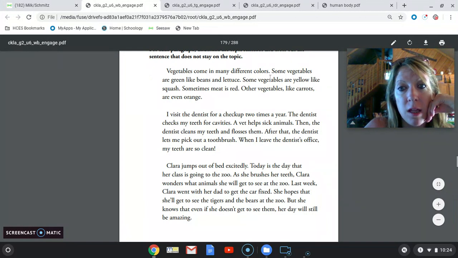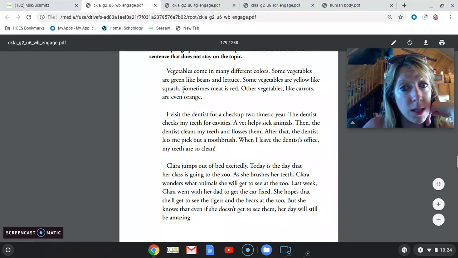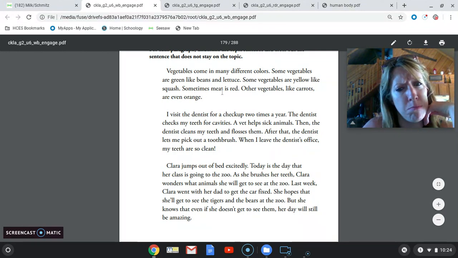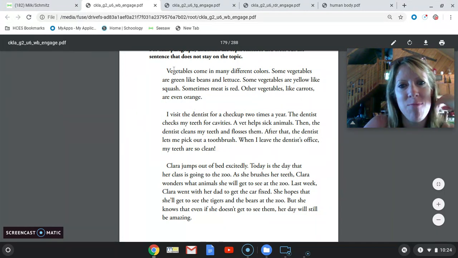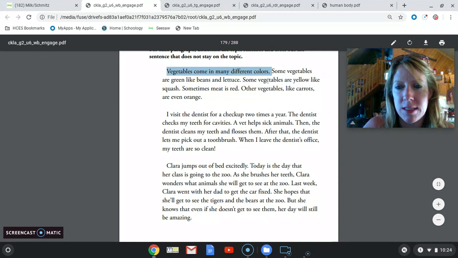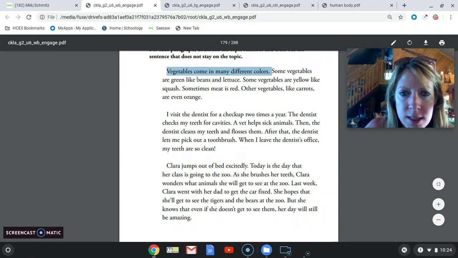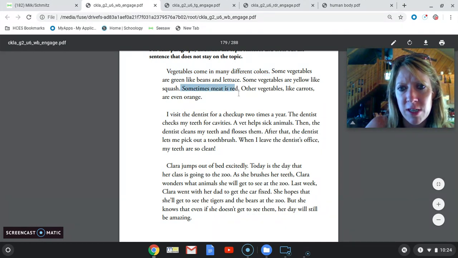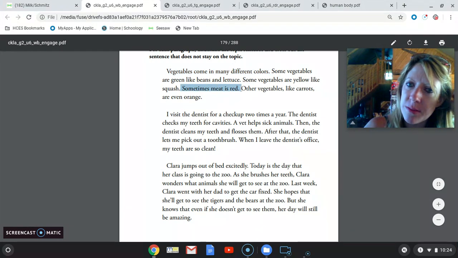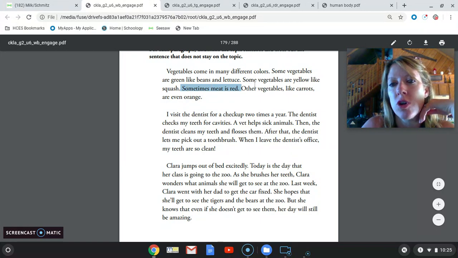Vegetables come in many different colors. Some vegetables are green like beans and lettuce. Some vegetables are yellow like squash. Sometimes meat is red. Other vegetables like carrots are even orange. Okay, well, I think we'll underline vegetables come in many different colors because that's our topic sentence. Then if you look, all the details talk about the colors. We have green, we have yellow, and we have orange. And then there's this funny little sentence right here that isn't about vegetables at all. It says sometimes meat is red. So that is the one we will cross out.